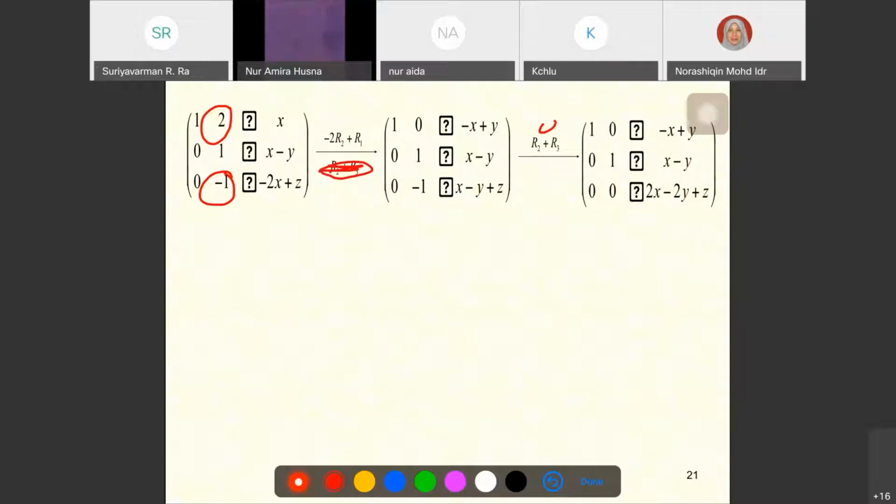Any questions so far? I have, doctor. Yeah, what do you have? Doctor, for the third row, 0, 0 stand for 0 and 0 stand for 2x minus 2y plus z. Is it possible? What is your answer? Does it mean no solution? That's right. This is the resistance and no solution.